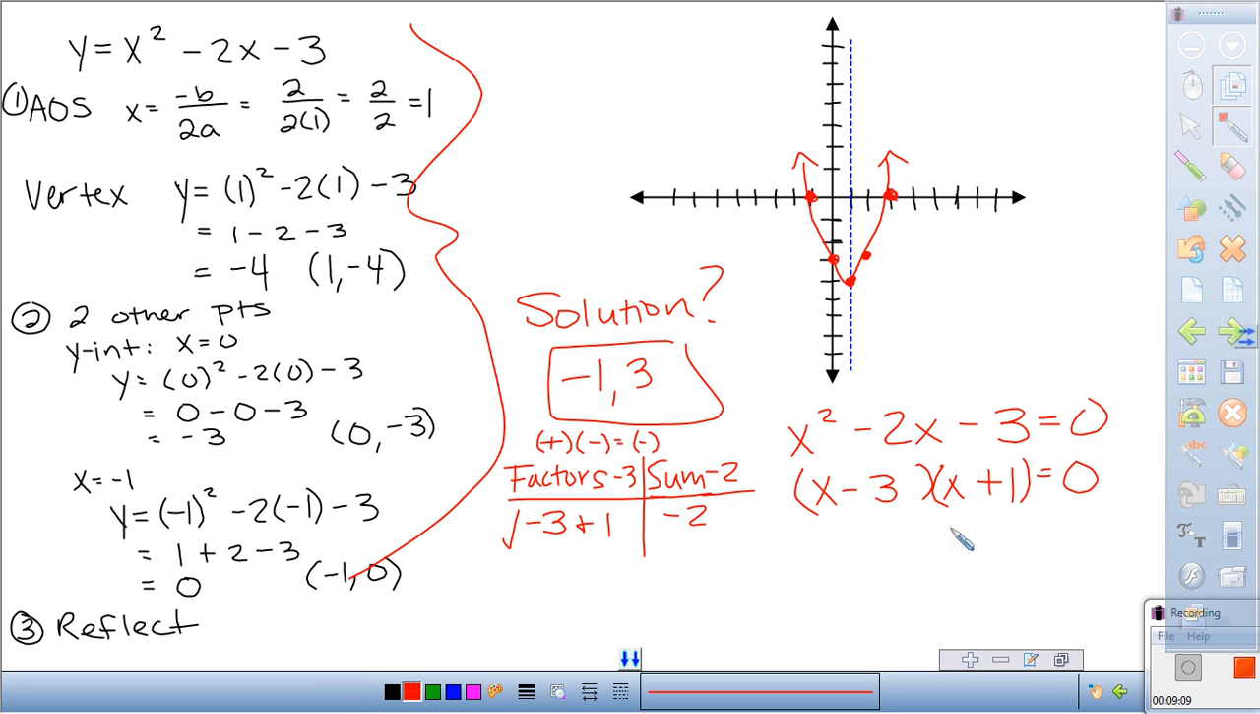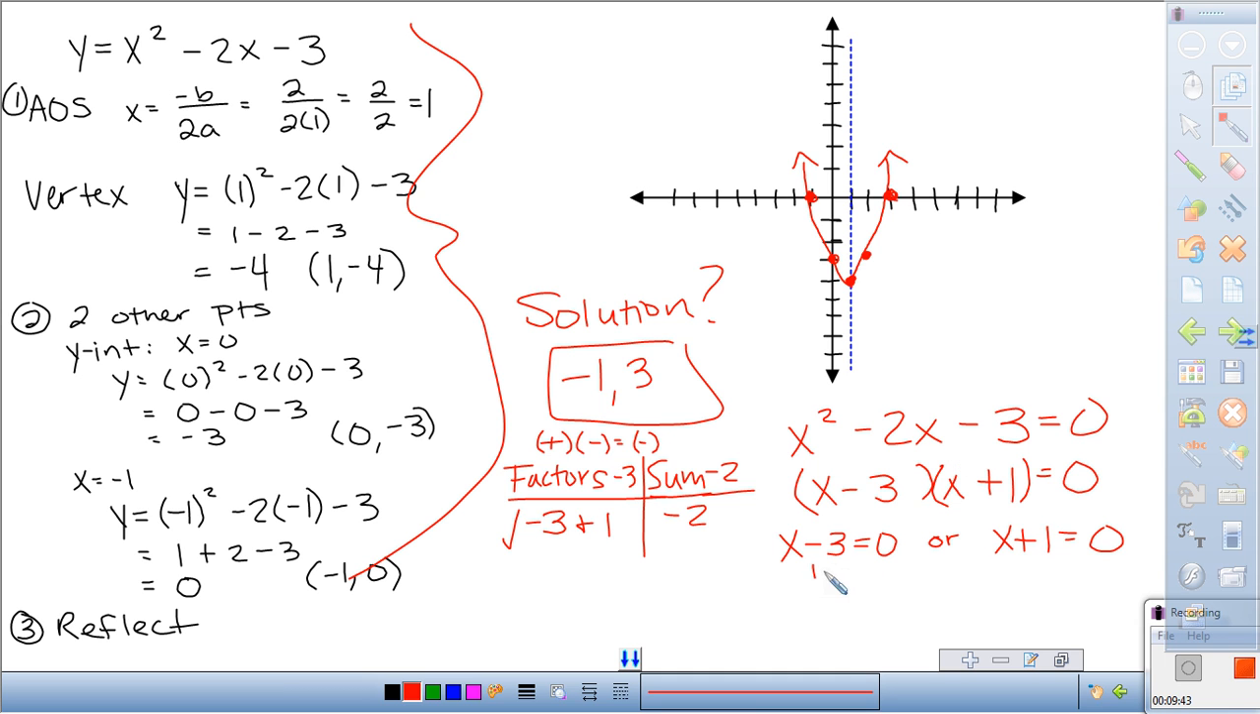Then you simply say, okay, these are two different expressions, and when I multiply these two expressions together, I'm going to get 0. That means one of these expressions actually has to equal 0, because that's the only way you can multiply to get zero, if you do 0 times some other number. So one of these has to be 0. So I'm going to say x minus 3 equals 0, or x plus 1 equals 0. One of these has to be 0, and then solve.